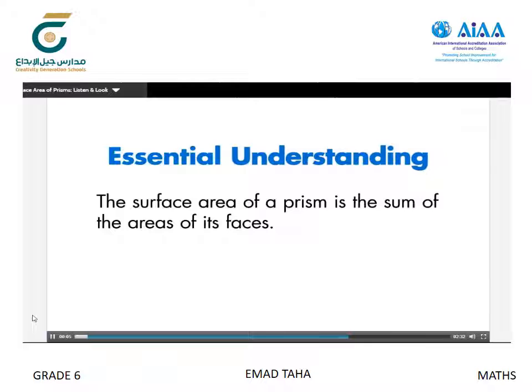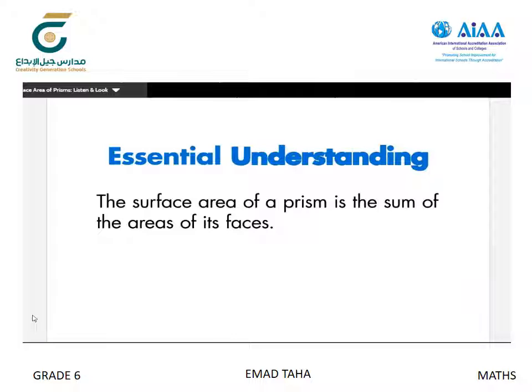The essential understanding for this lesson is: the surface area of a prism is the sum of the areas of its faces. Previously, students found the areas of two-dimensional shapes, including quadrilaterals and triangles. They also learned how to use a net to represent prisms. In this lesson, students apply what they know about areas and nets of prisms to find the surface areas of prisms.